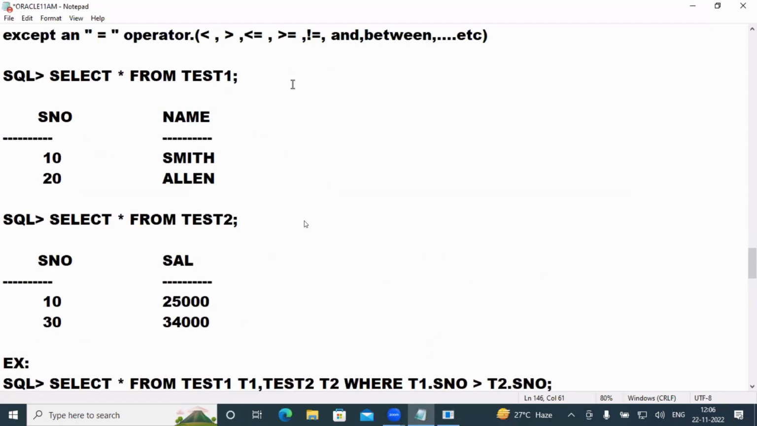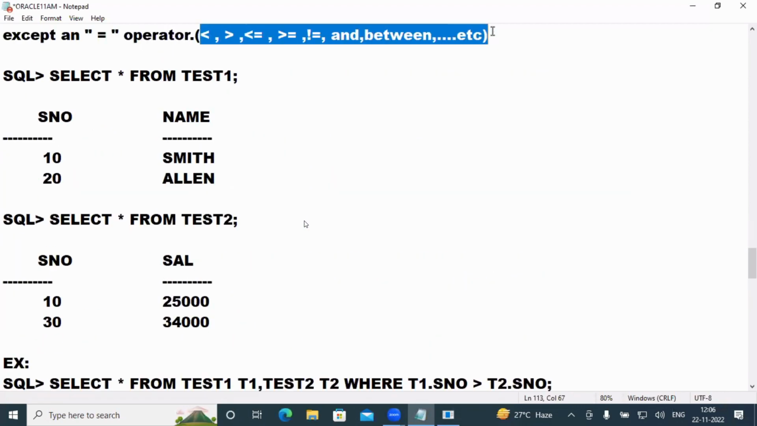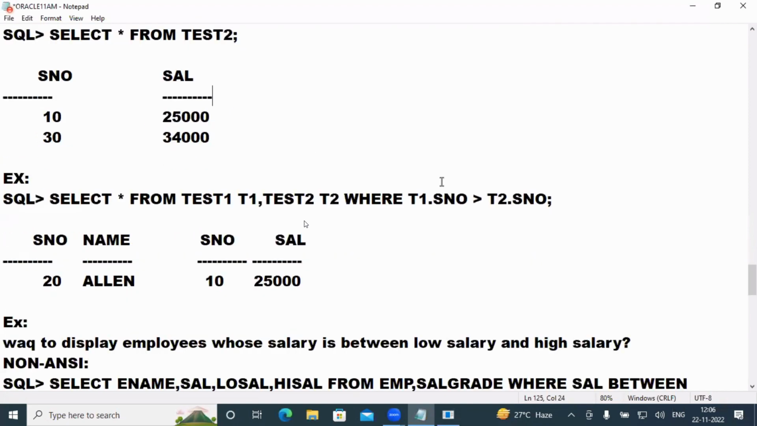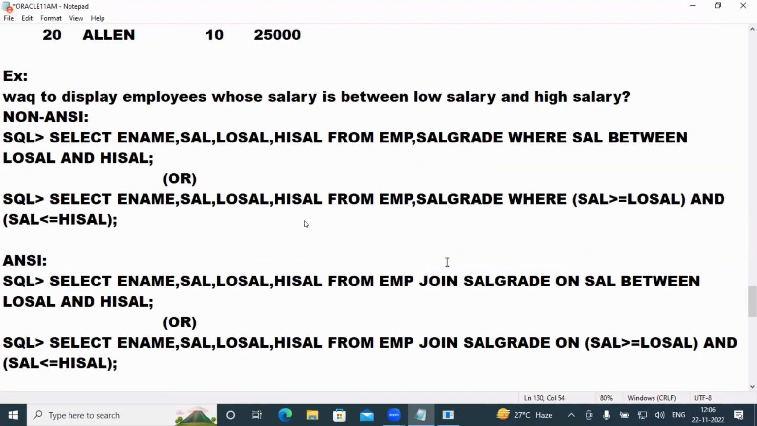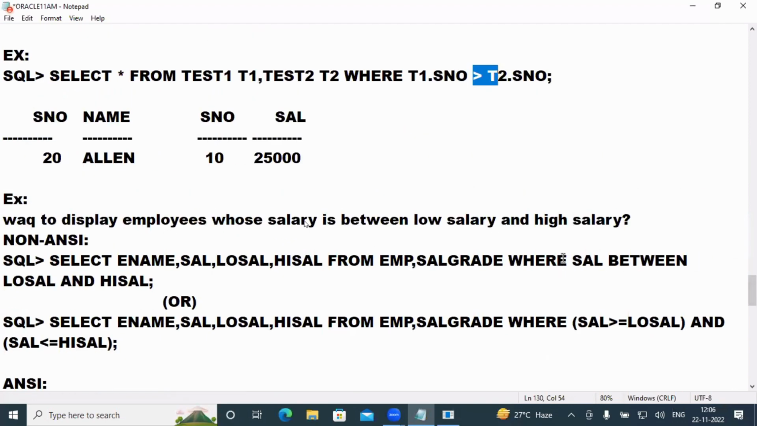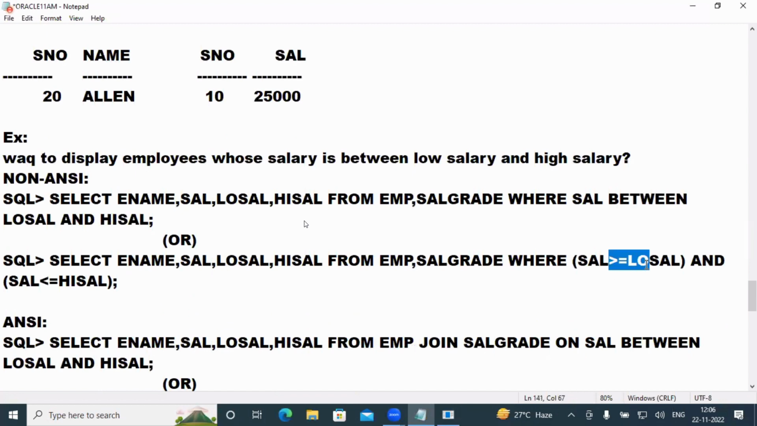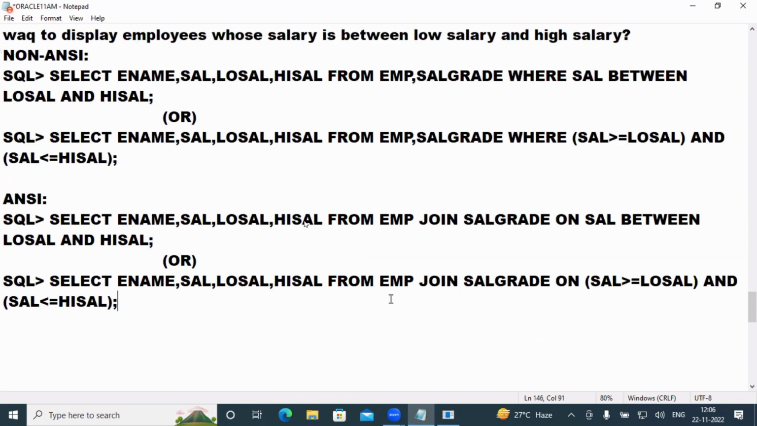In a non-equijoin, you can use any operator, but don't use the equal operator. That's why here I'm using the greater than symbol. Now we can go for the between operator. We are using greater than or equal to, less than or equal to, and the AND operator. So we can apply this. This is non-equal. So except equal, you can use any other operators in this join.